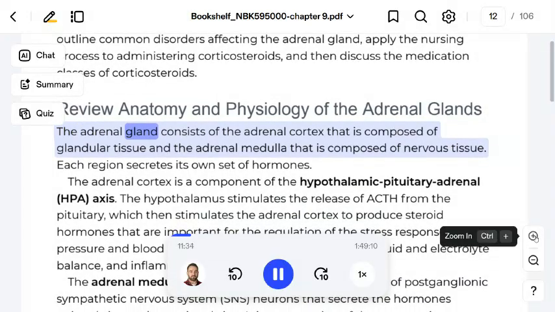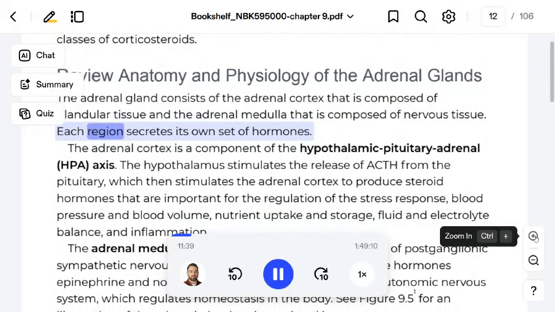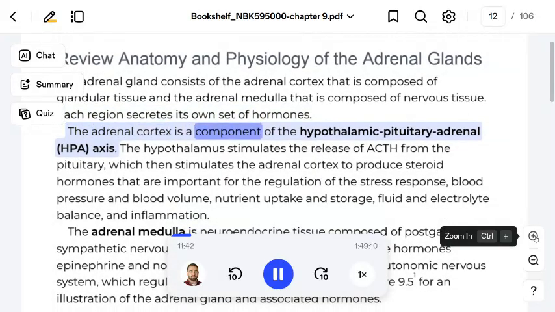The adrenal gland consists of the adrenal cortex, which is composed of glandular tissue, and the adrenal medulla, which is composed of nervous tissue. Each region secretes its own set of hormones. The adrenal cortex is a component of the hypothalamic-pituitary-adrenal axis.